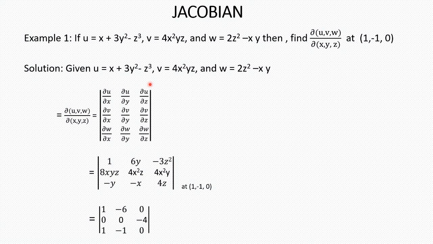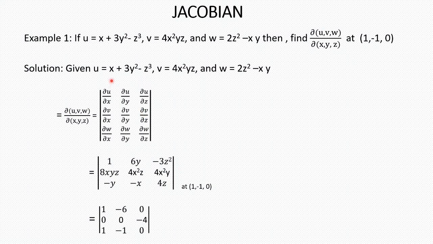∂u/∂x is the differentiation of u with respect to x, so here the other two terms, y and z, will be constant, hence 0. Differentiation of x is 1. Similarly for ∂u/∂y, differentiation of 3y square will be 6y, and the x and z terms are 0 as they are constant. ∂u/∂z is minus 3z square. The other two terms are constant, hence 0.